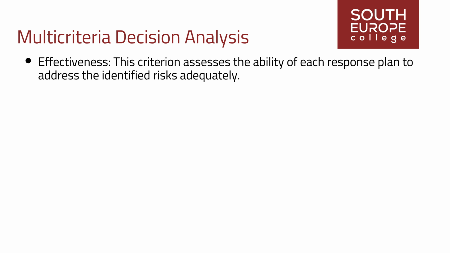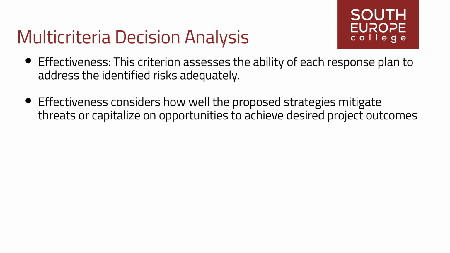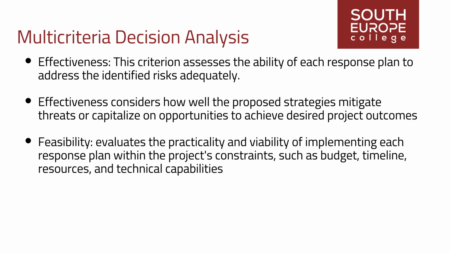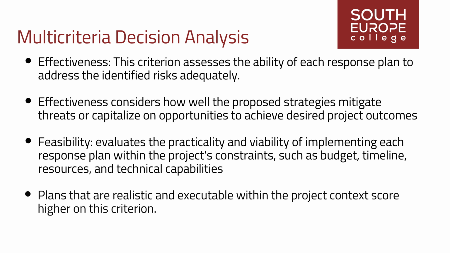Effectiveness. This criterion assesses the ability of each response plan to address the identified risks adequately. Effectiveness considers how well the proposed strategies mitigate threats or capitalize on opportunities to achieve desired project outcomes. Feasibility. Feasibility evaluates the practicality and viability of implementing each response plan within the project's constraints, such as budget, timeline, resources, and technical capabilities. Plans that are realistic and executable within the project context score higher on this criterion.